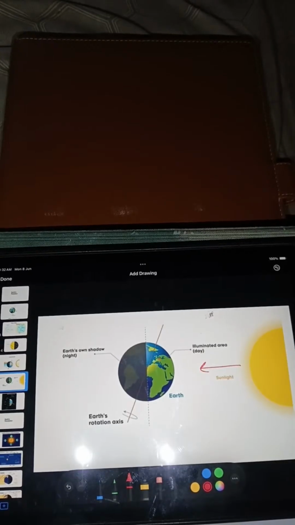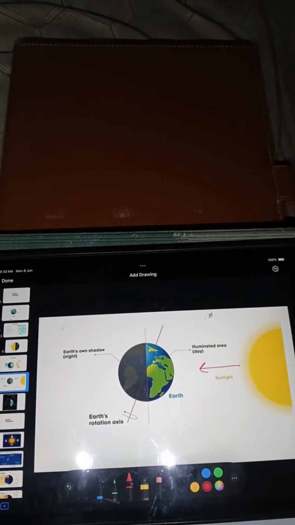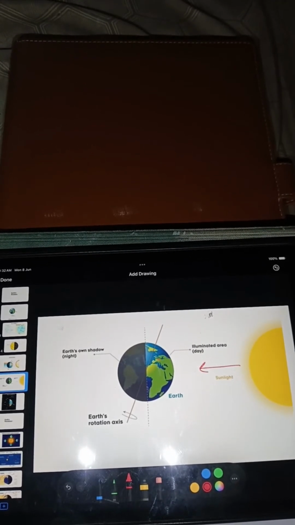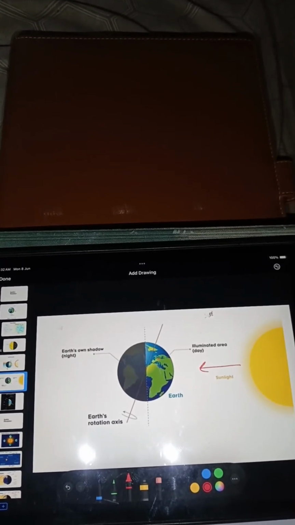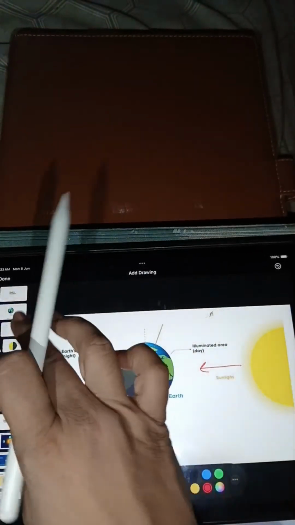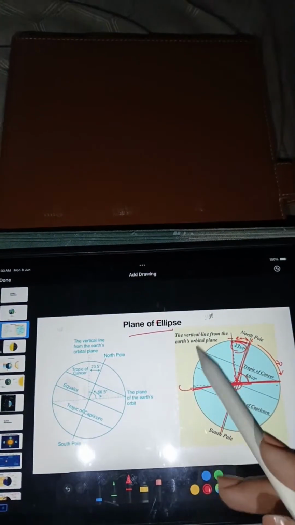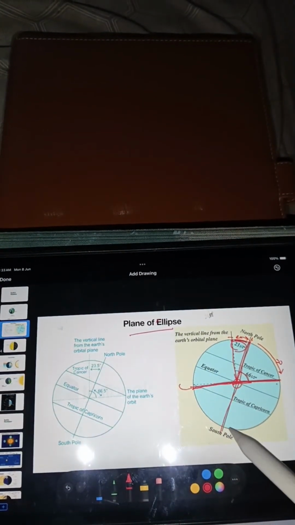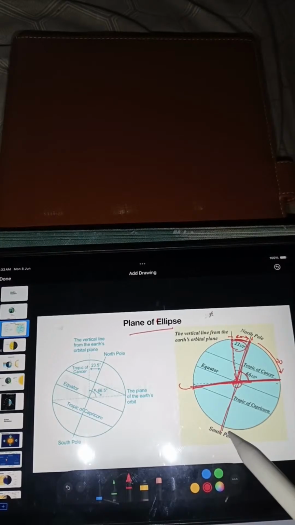So this is all about rotation. Today we have discussed the definition of rotation, what rotation is, the features of rotation, and the effects of rotation. You can see the pictures like this. This is the plane of ellipse, shadow circle, Earth's axis.